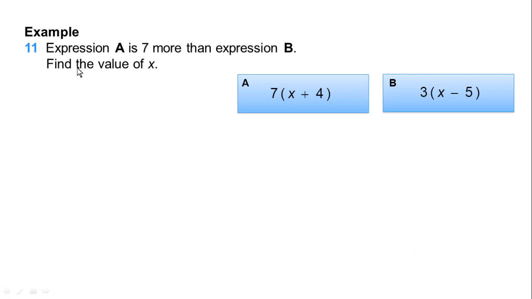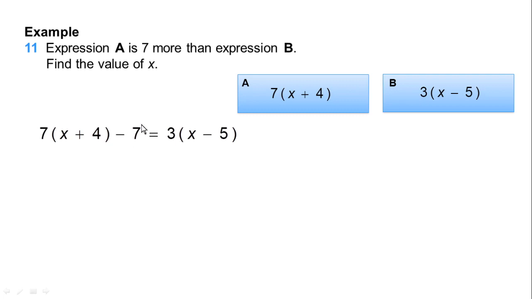Okay, question number 11. Expression A is 7 more than expression B. I repeat, expression A is 7 more than expression B. Usually, when we talk about the verb is, this represents the equal sign. So it means expression A is 7 times the quantity of x plus 4. Is means equal, so 7 times the quantity of x plus 4 is equal to 7 plus 3 times the quantity of x minus 5, because more than means addition. So 7 plus 3 times the quantity of x minus 5.